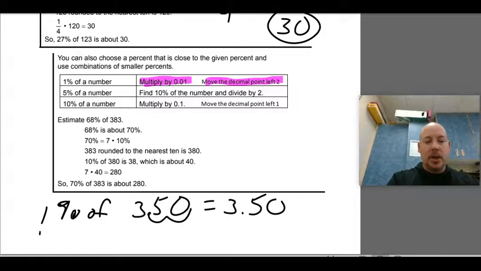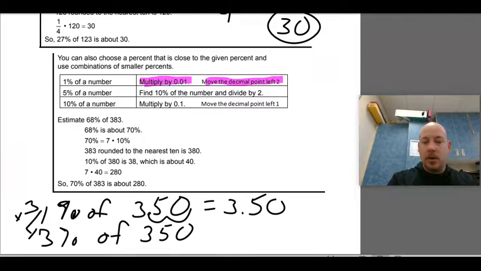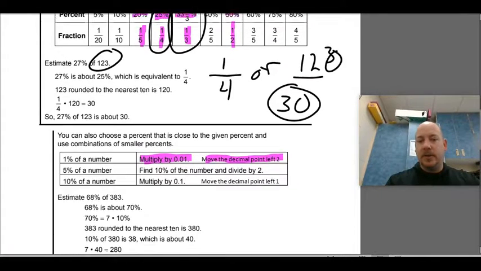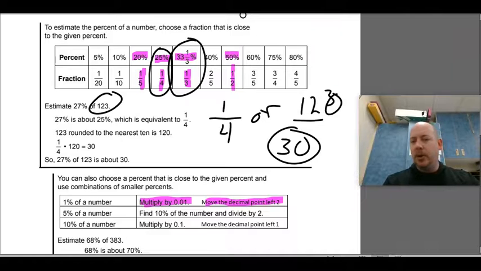Now, if I know 1%, I can find 3%, right? It's kind of like what we did with the 10. That's times 3. So I could take that times 3, and that'd be 10.5. So there's lots of different things you can do if you know 1%. 10% is super handy, like I pointed out. 1% can come in handy, and you can always use those fraction equivalents if those are easy to use. Sometimes they're a little bit easier than others, but things like half, fourth, thirds, using those fraction equivalents are a good thing to use as well.